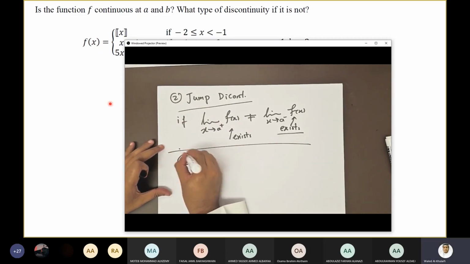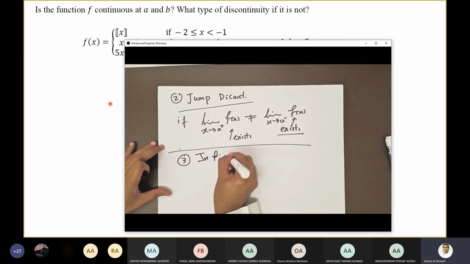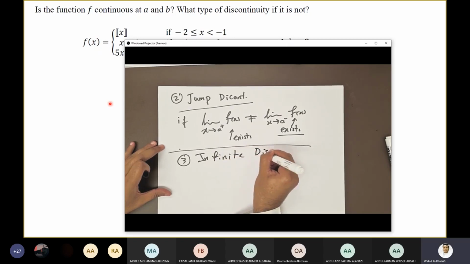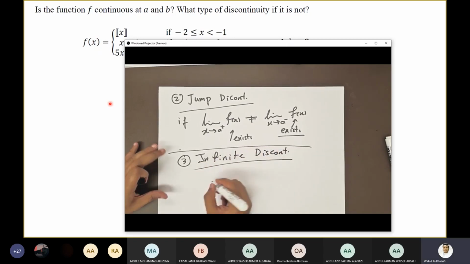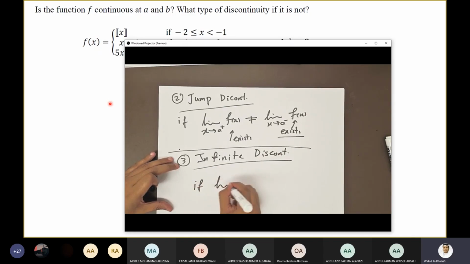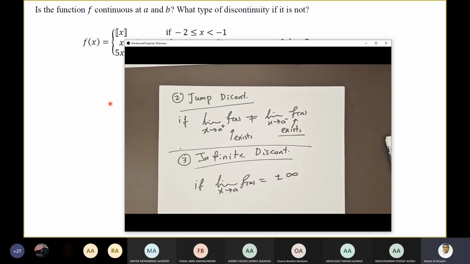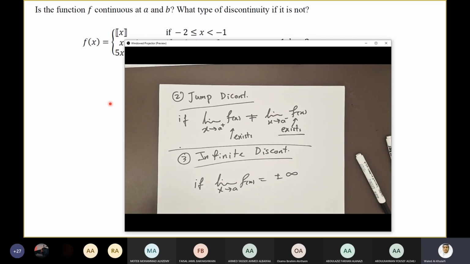And the last one is infinite discontinuity. If the limit as x approaches a of f of x is equal to plus or minus infinity, okay, plus or minus infinity, then I will say the function has infinite discontinuity at a, regardless whether the function is defined or not defined. I don't care. I have this limit, so I will say infinite discontinuity.